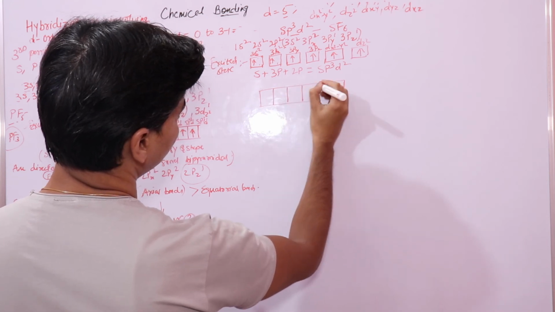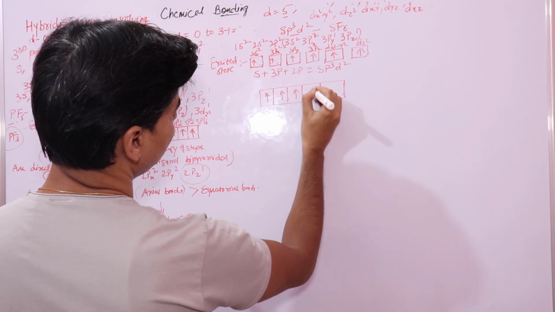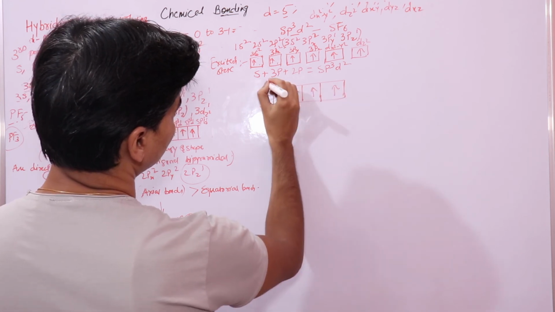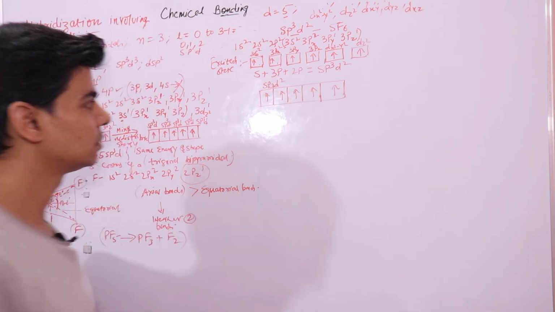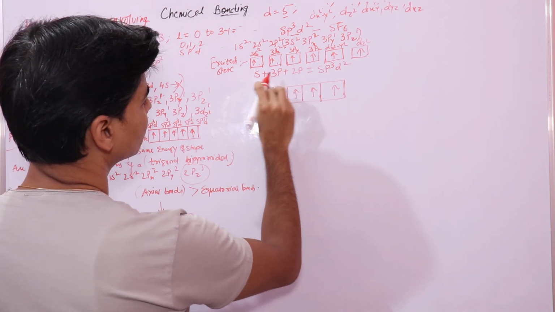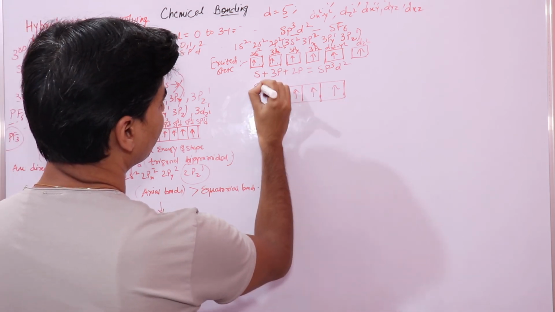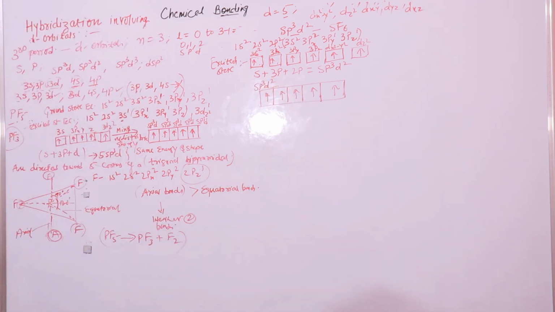1, 2, 3, 4, 5. These are sp3d2 hybrid orbitals, right? 5 sp3d2 hybrid orbitals.